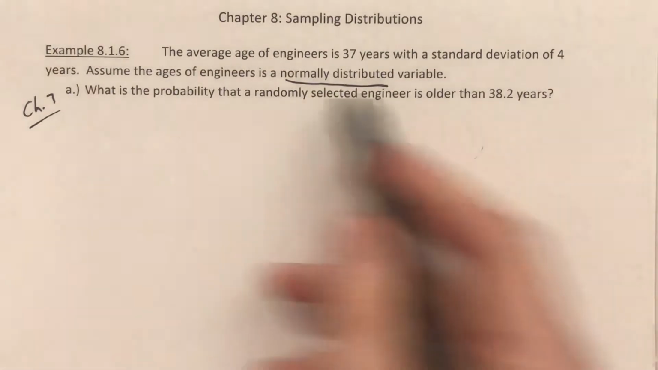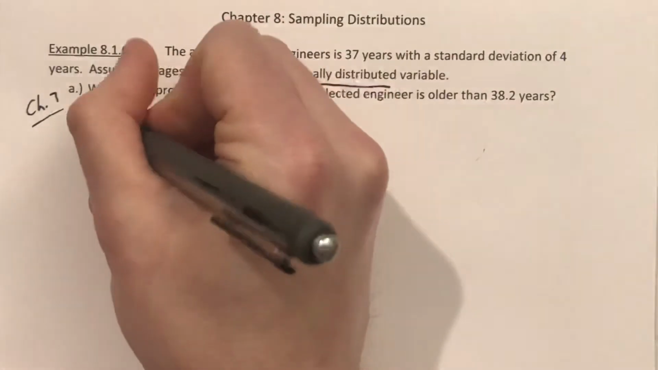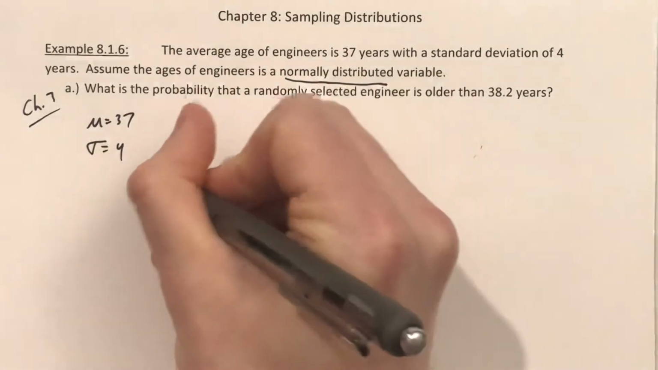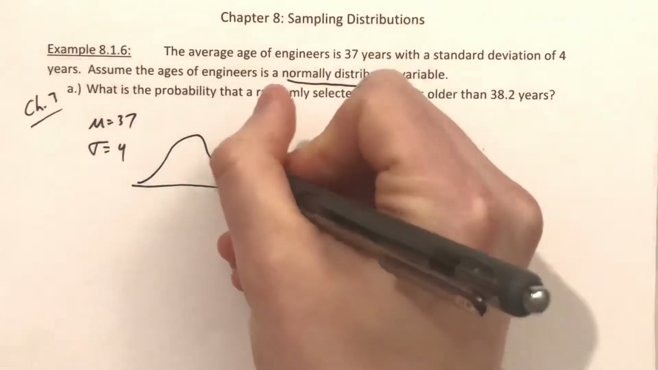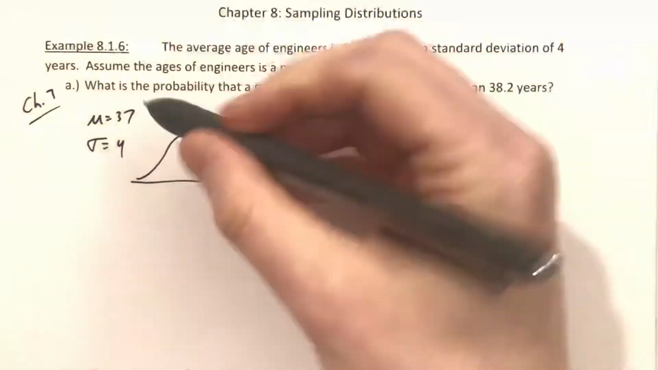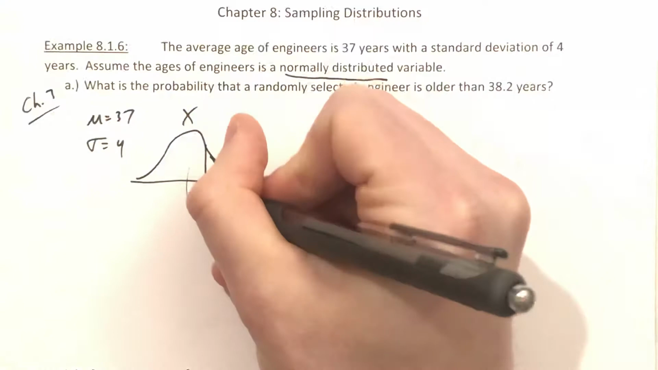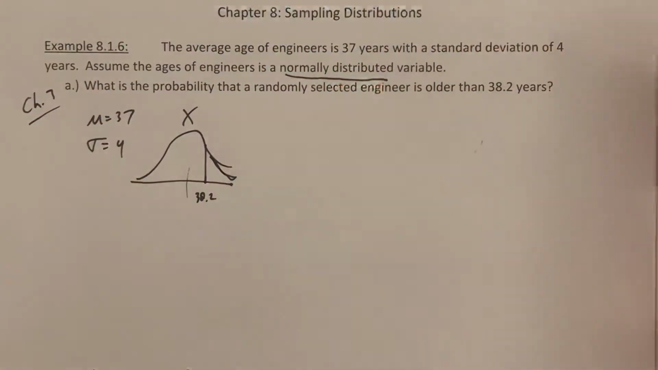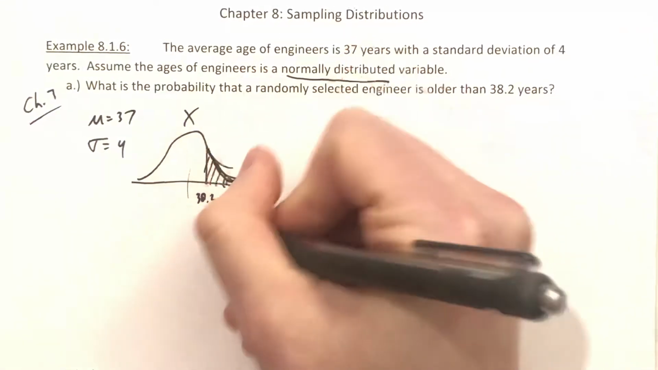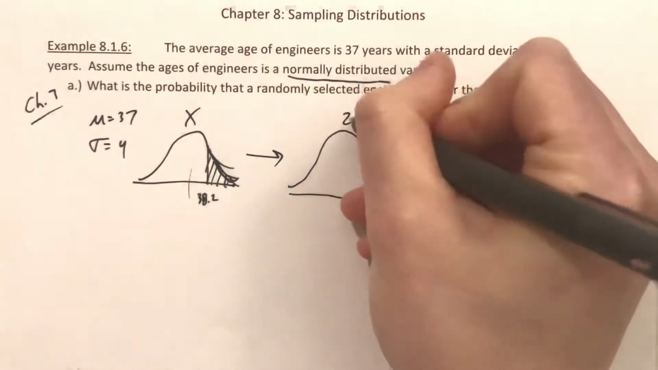So notice there's no mention of sample size because we're not dealing with a sample here. We're just straight dealing with a population whose mean is 37, standard deviation is 4, and we know it's normally distributed for the data world. And if 37 is the center, 38.2 will be somewhere off to its right. So 38.2, and we're looking for older than that, so we want to shade to its right. So that's the region we're looking for, which will then convert to z-score world.